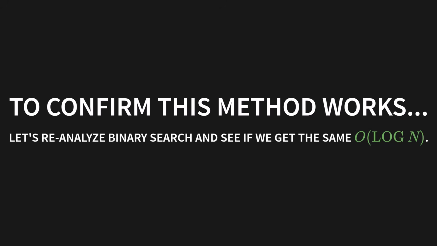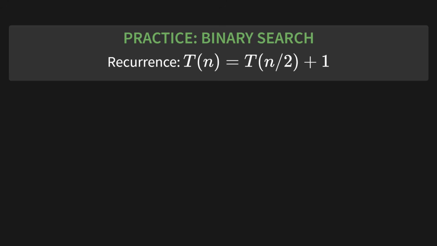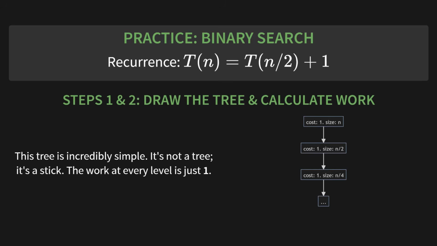Practice time. Binary search. The recurrence, if you remember, is T of n equals T of n divided by 2 plus 1. Steps 1 and 2. Draw the tree and calculate the work. This tree is, honestly, incredibly simple. It's not even a tree, it's more like a stick. Each node just has 1 child, and the work at every single level is just 1.